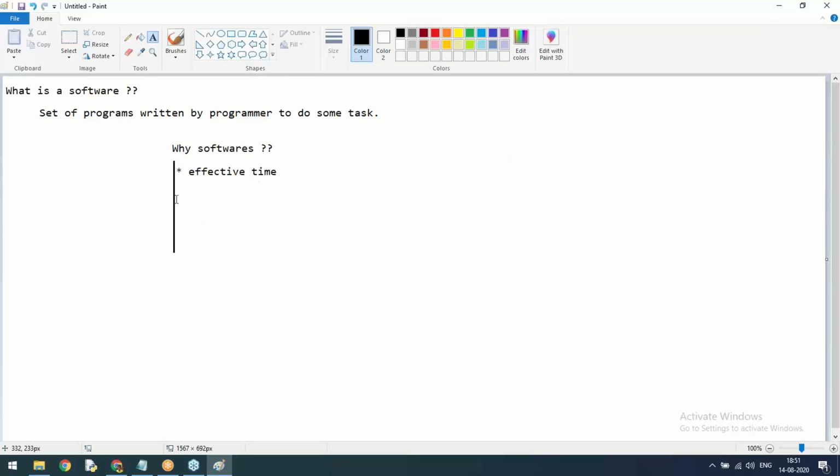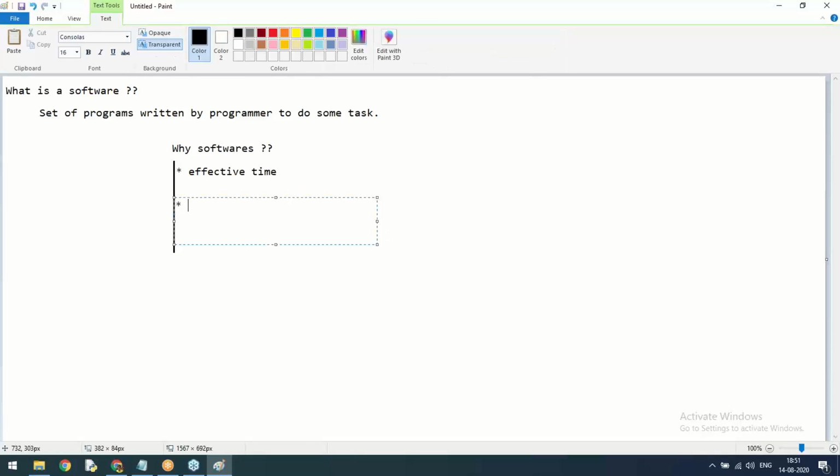The second reason why people started developing software is accuracy. What is the second reason, sir? Accuracy. Sir, when software performs a job and when a human being performs a job, obviously the software's job will be more accurate than the human being's job. Yes or no, sir? Correct, no? Software's job is more accurate than a human being's job.